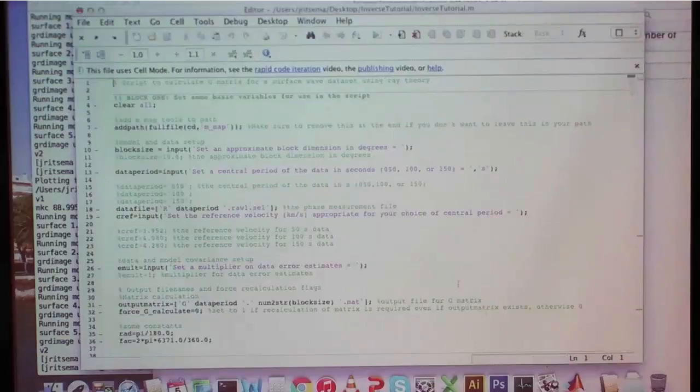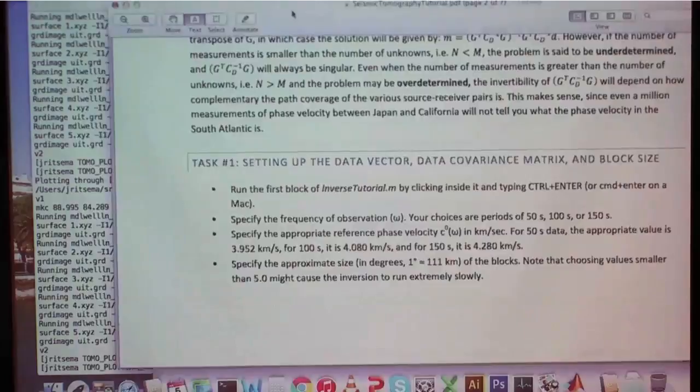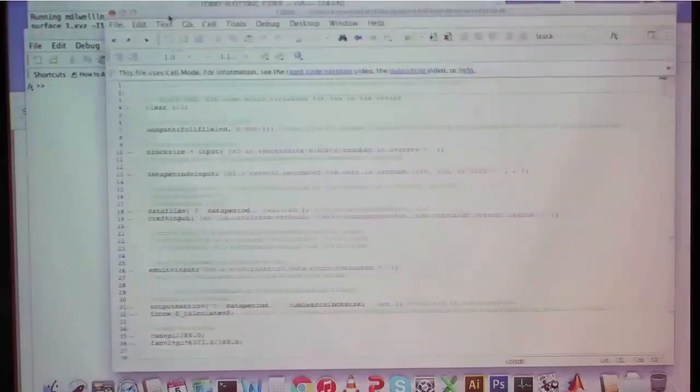In this file you'll notice a couple of lines that have two percent symbols. Those lines define the beginning and the end of a block of code, and you can run that section by typing Control Enter. As long as you click inside there and then press Control Enter or Apple Enter, you should be able to run that portion of the code. It'll ask you a bunch of questions which you answer in the command prompt, like what is the block dimension? We're going to divide up the Earth into little blocks. How big should those blocks be? And what period do you want to look at? A period of 50 seconds is going to be sensitive to more shallow structure. A period of 150 seconds is going to be more sensitive to deeper structure.